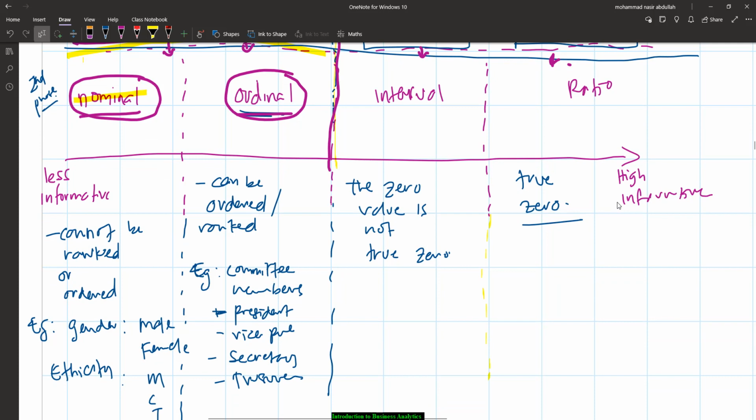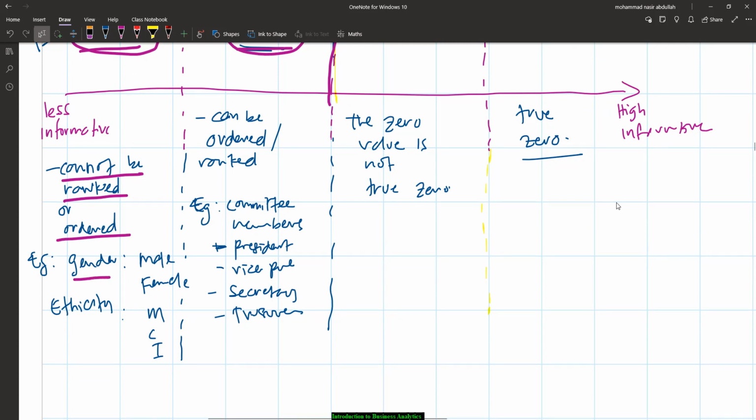Nominal is a categorical variable that cannot be ranked. Cannot be ranked or cannot be ordered. Maksudnya tak boleh di rank, tak boleh disusun ikut rank lah, 1, 2, 3, 4, and tak boleh ikut order lah. Contoh for example is gender. Male or female. So we cannot say male is number one, female number two, or female number one, male number two. It can be either one lah. Mana-mana kita nak susun suka hati kita.